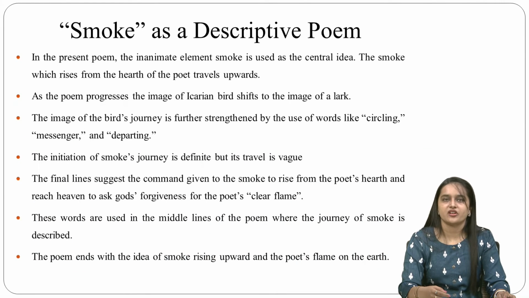Initially, the image of Icarian bird is created by the poet. As discussed earlier, Icarus is the defiant boy of Greek legend who disobeyed his father and went too close to the sun, which resulted in the melting of his wings and consequent drowning in the sea.